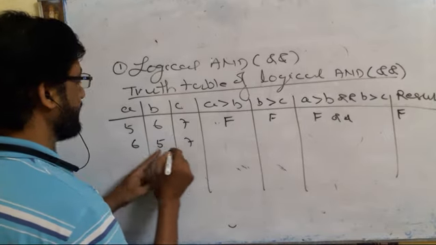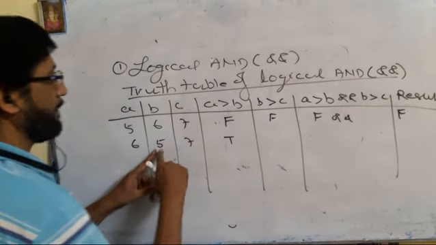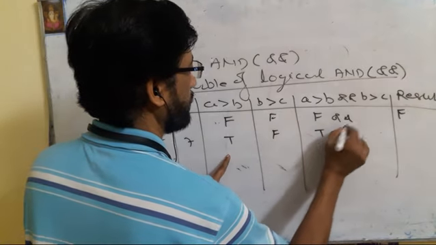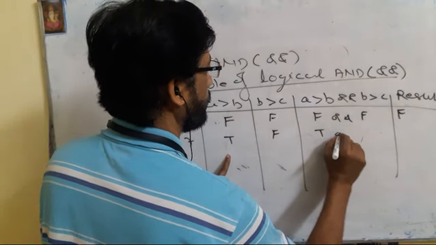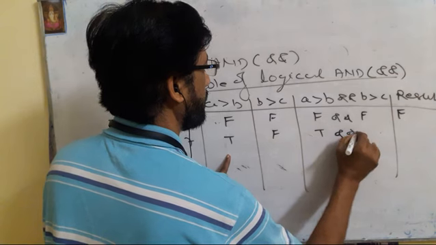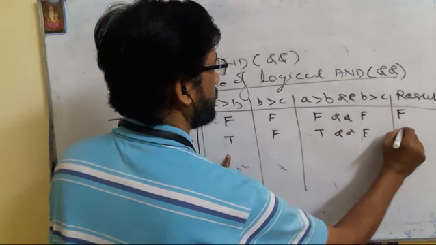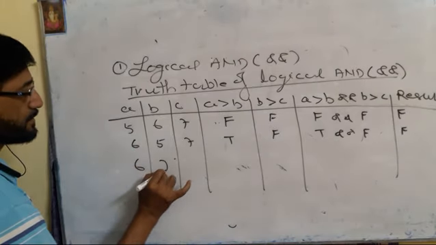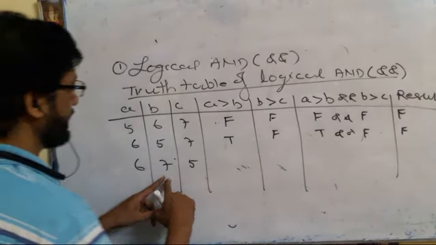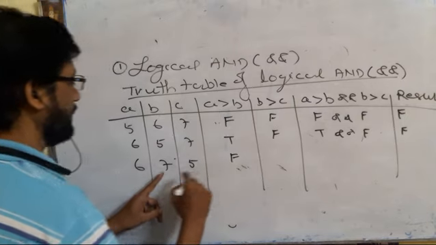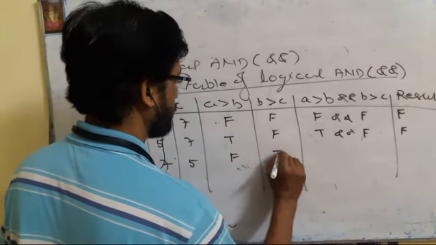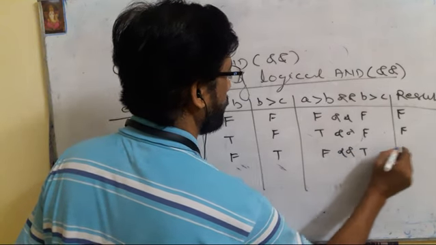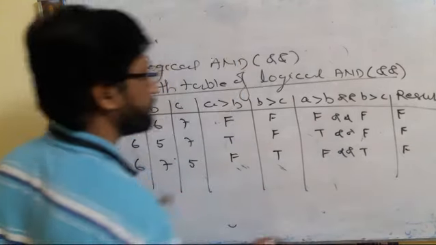So 6 greater than 5, condition true. 5 greater than 7, this is false, and this is true, and false is equal to also false. This is 6, 7, 5. 6 greater than 7, this is false. 7 greater than 5, this is true. So false and true, this is also false.